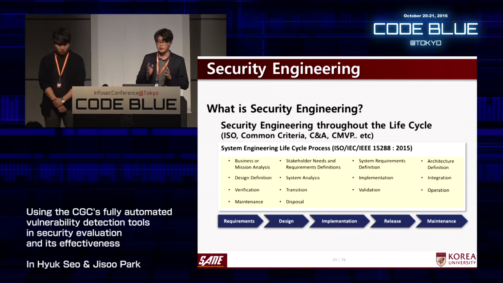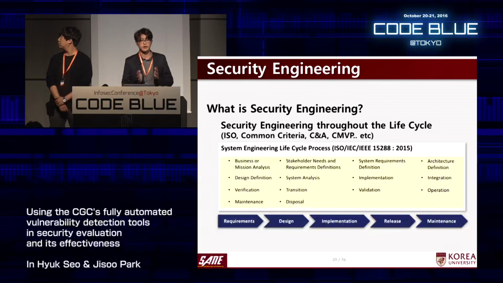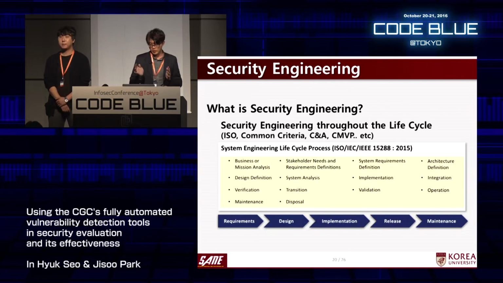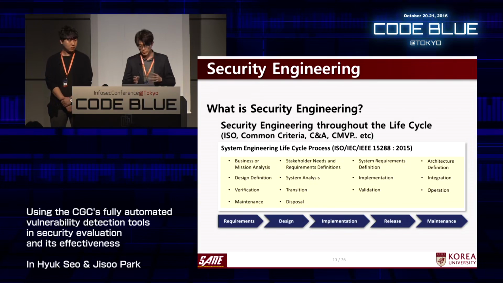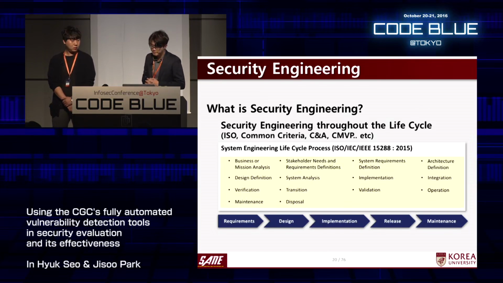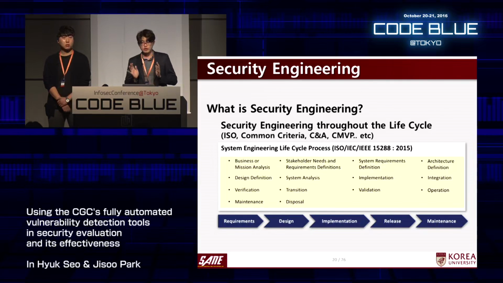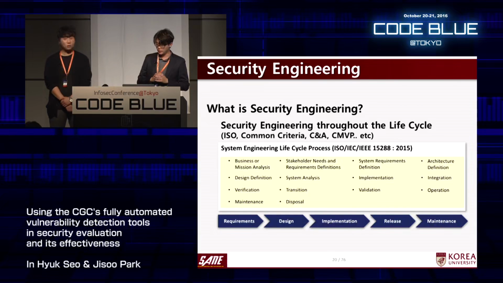There is a specific and detailed description of the system engineering lifecycle process in a lot of standards. For example, International Standard Organization, Common Criteria, CMVP and CNA. But usually, that can be simplified with 5 phases below: requirements, design, implementation, release, and maintenance. Security engineering can be checked in every phase.